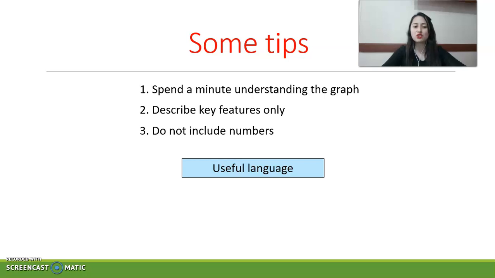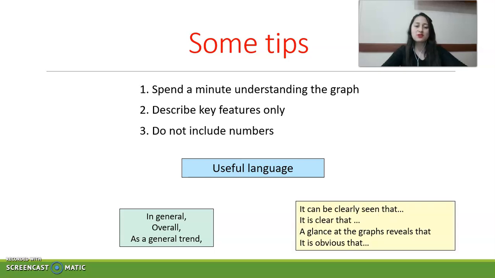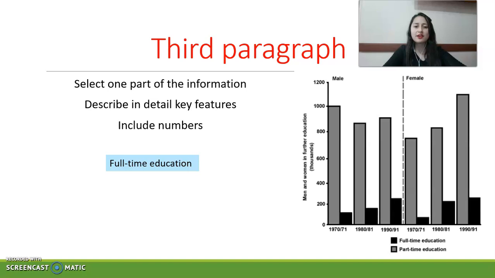Some useful language that you can use. You can start with a connector like in general, overall, as a general trend, and then you can use some of these expressions if you want, or just go straight to the point. Then we're gonna move to third paragraph. In this paragraph, as I was telling you, it's important that you divide the information into two parts.